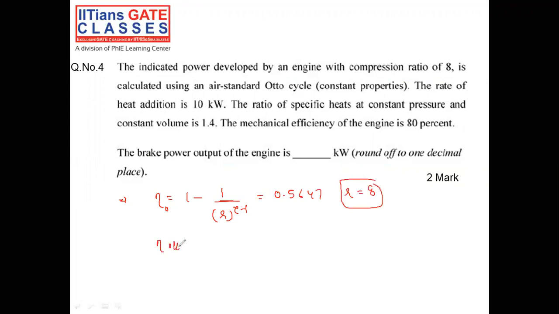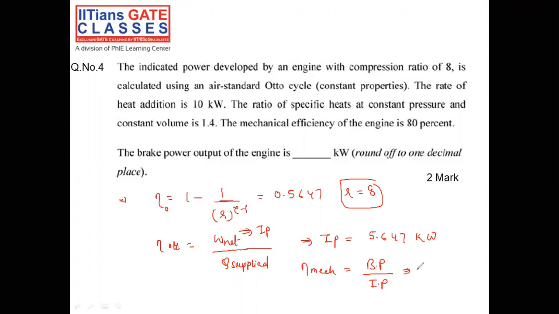Now, we know that efficiency is net work output divided by heat supply. And this is what we call indicated power. From here, indicated power, if you calculate, you are going to get approximately 5.647 kilowatt. Now, mechanical efficiency is given, and we know that mechanical efficiency is nothing but brake power divided by indicated power. And brake power we are going to get around 4.5 kilowatt. That is the answer for this question, 4.5 kilowatt.